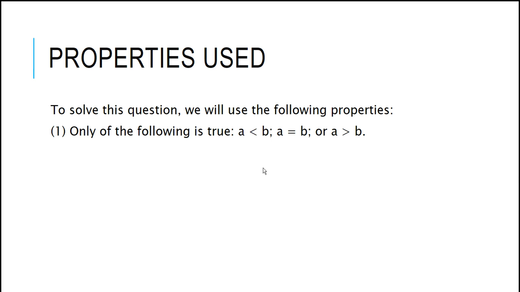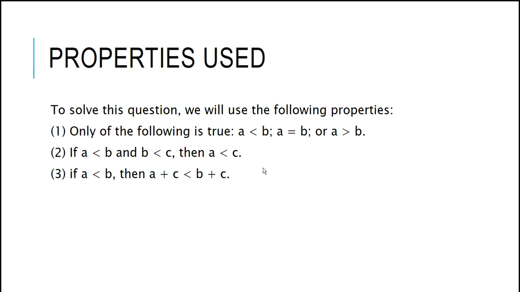The first one is called the rule of trichotomy, that either A is less than B, A is equal to B, or A is greater than B. The second rule is that of transitivity, where if B is greater than A and C is greater than B, then C must also be greater than A. The next rule is that if A is less than B, then adding the same thing to both sides does not change the inequality, such that A plus C is still less than B plus C.